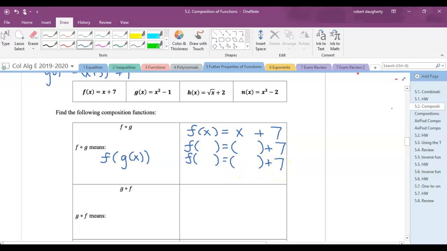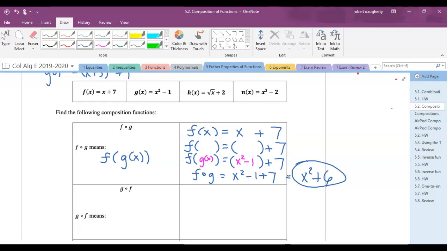And then what needs to get substituted into f? G. What is g of x? Yeah, so over here I write x squared minus 1. So f composition G is what? X squared minus 1 plus 7. Now I get the question, can I leave it like that? I think you can go a little bit further. What is this one? Yeah, this is just x squared plus 6. That's f composition G.